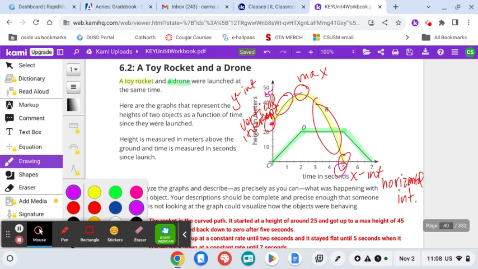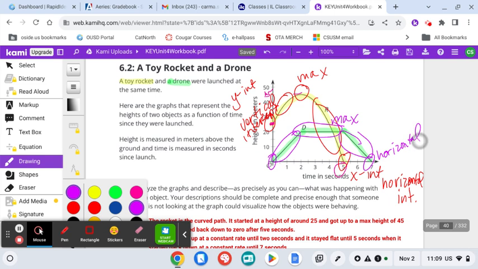Then if I go talk about the drone, it started at this horizontal intercept and ended at a horizontal intercept of 0. So we could say that the height of the drone began at 0 and ended at 0. This one went up at a constant rate and down at a constant rate and stayed at a flat max the entire time. So you're just kind of circling things and writing down what they are.